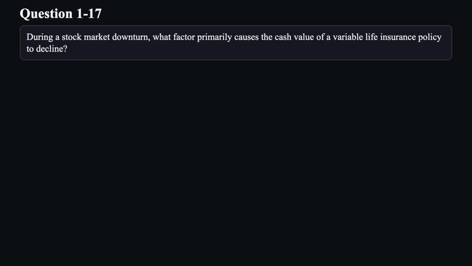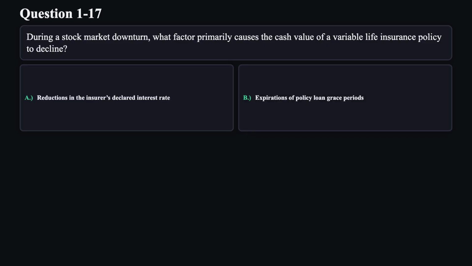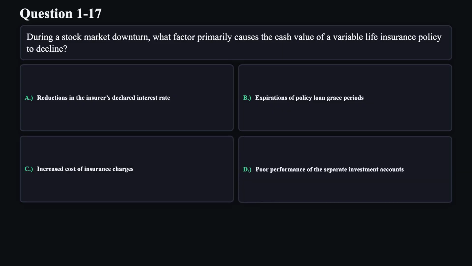policy to decline? A. Reductions in the insurer's declared interest rate. B. Expirations of policy loan grace periods. C. Increased cost of insurance charges. D. Poor performance of the separate investment accounts.